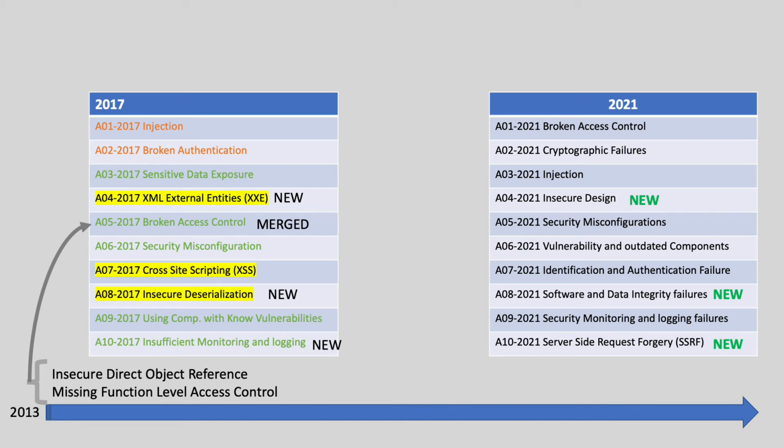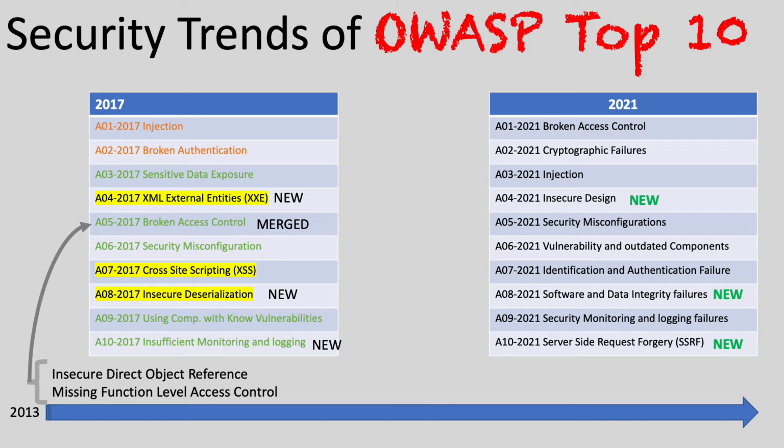In today's session, I want to focus on the OWASP Top 10 and specifically look at the security trends for web application security. What are those critical risks associated with web applications, and how has that changed, going all the way back from 2013 to 2021?